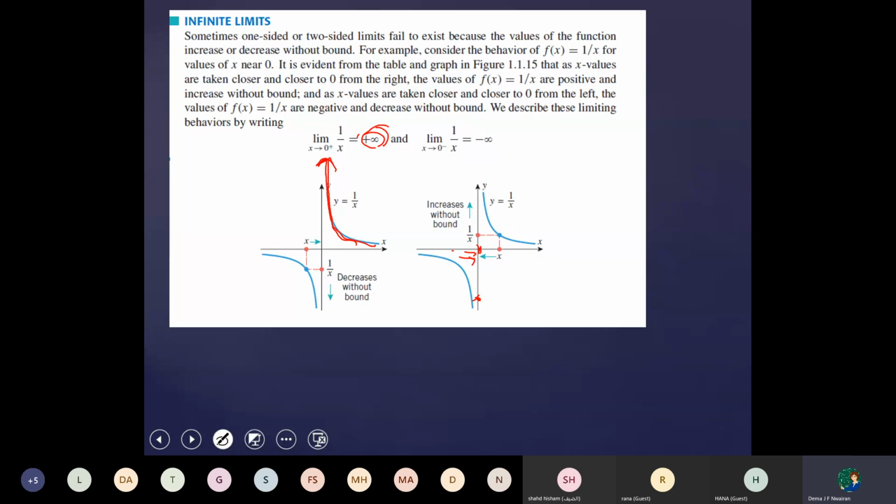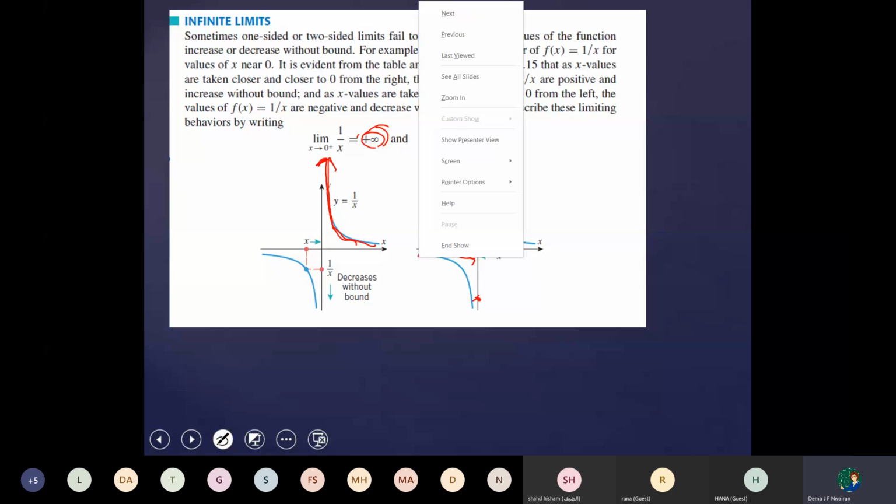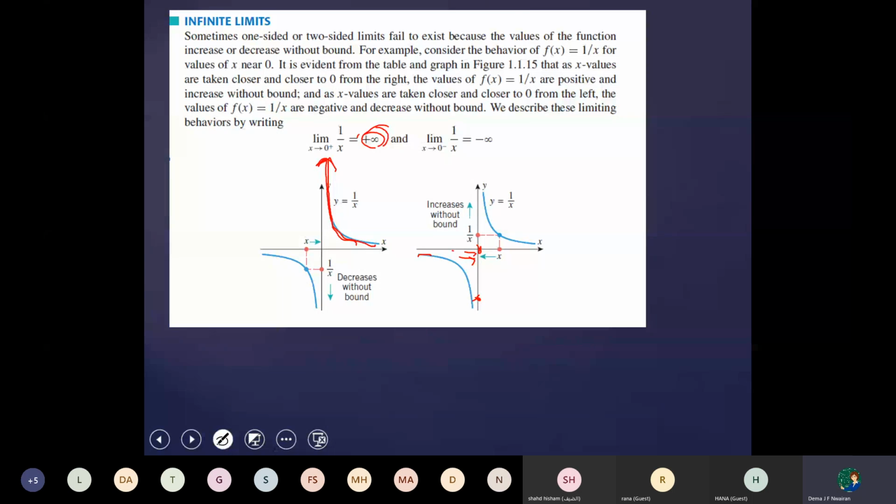But at 0 from the left now, look at the curve in the y-axis, not on the x-axis. Look at it only in the y-axis. At 0 from the left, on the y-axis, the curve gets closer to the negative y-axis. That means negative infinity.